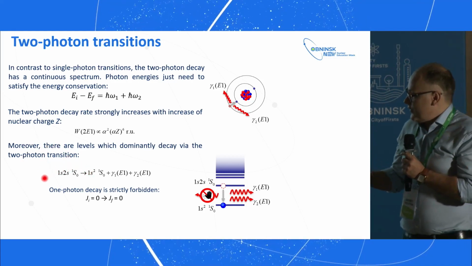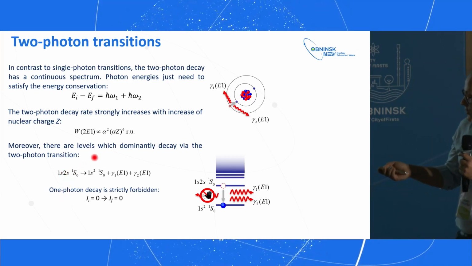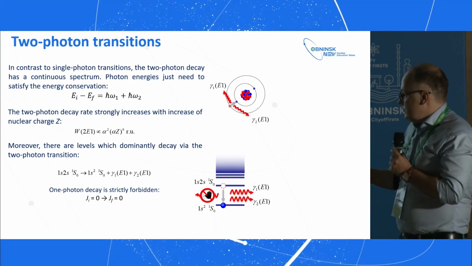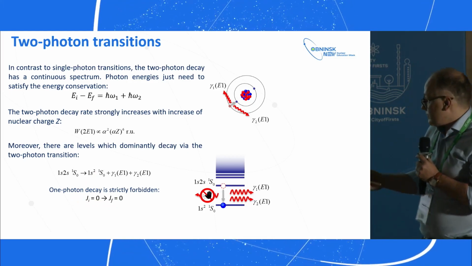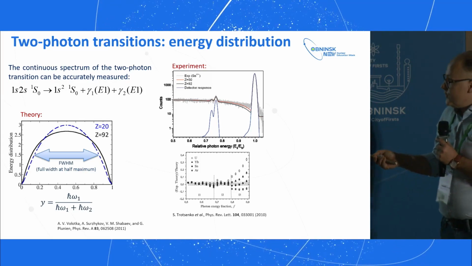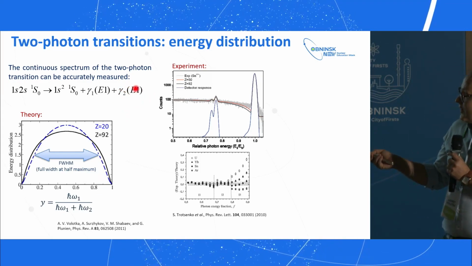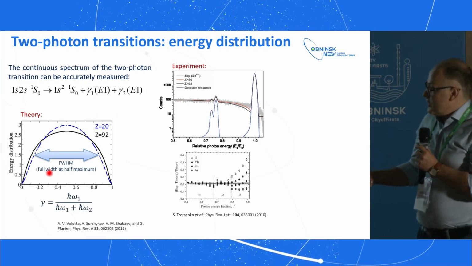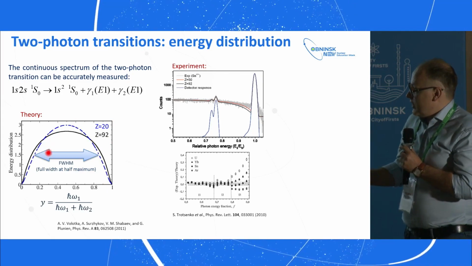electrons left in the atom, so 1s, 2s, for example, with the total angular momentum 0, and then it decays to the ground state only with the emission of two photons, because the one-photon emission is completely forbidden. Okay, and what is the pattern? What is the spectrum of such emission? And we see actually that these photons can distribute energy between each other rather arbitrarily. Yes, so the distribution of the energy looks like this, like a parabola.